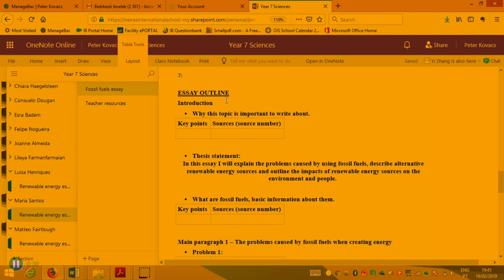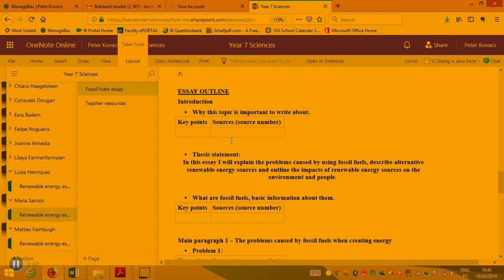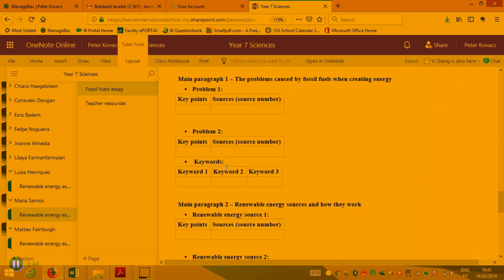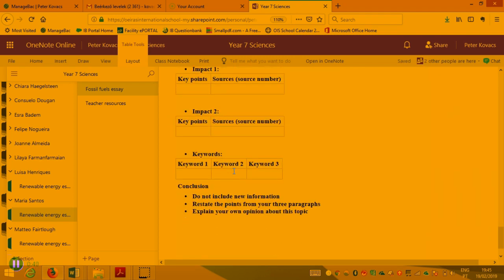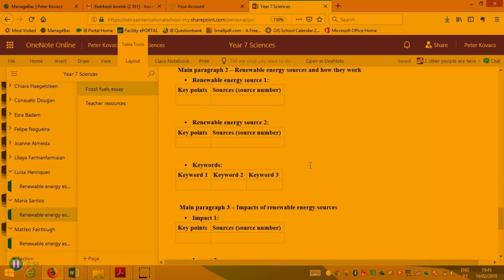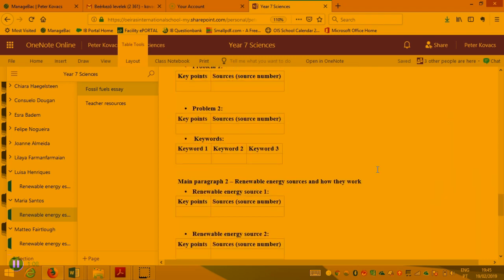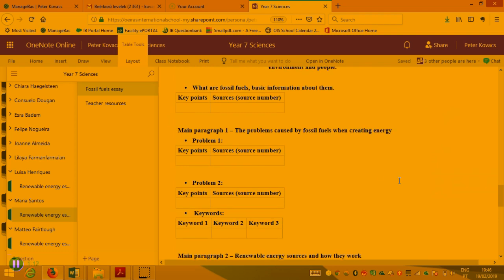In your essay outline, you see the parts of your essay: introduction, main paragraph 1, main paragraph 2, and main paragraph 3, and finally the conclusion. Your job when creating this outline is to fill out all of the tables that you see here. Now you see that there are two types of tables, one with key points and sources and the other one with keywords. Keyword 1, keyword 2, and keyword 3. Let's see how we fill out each of these tables with the resources that we have so far.